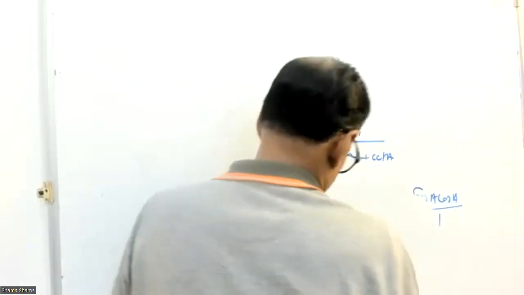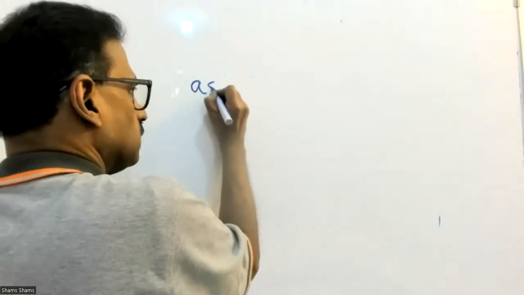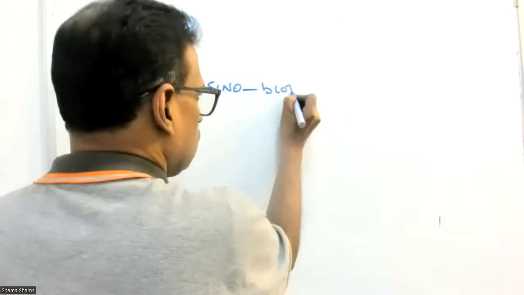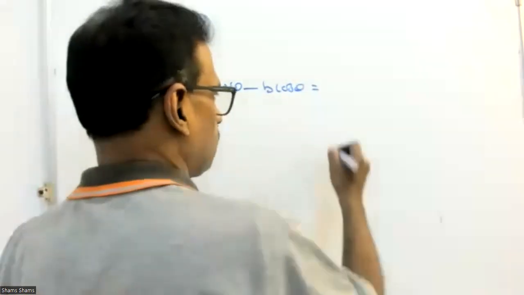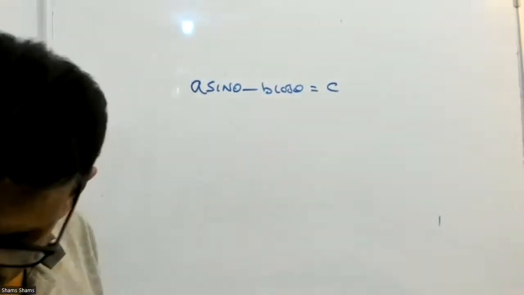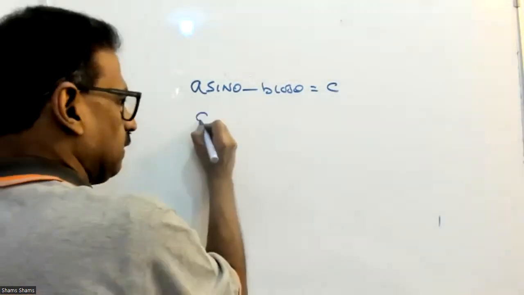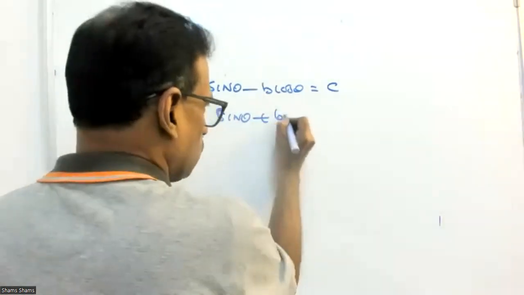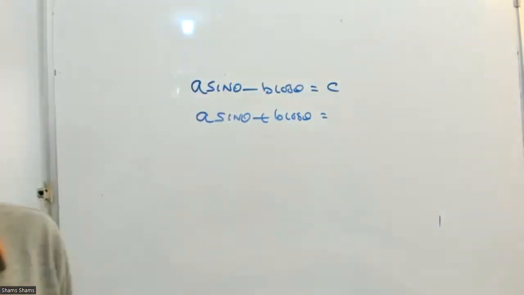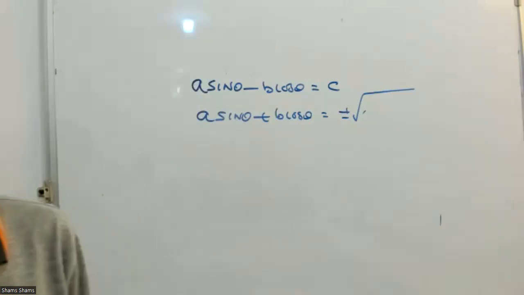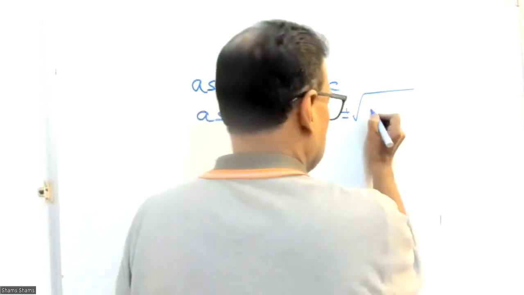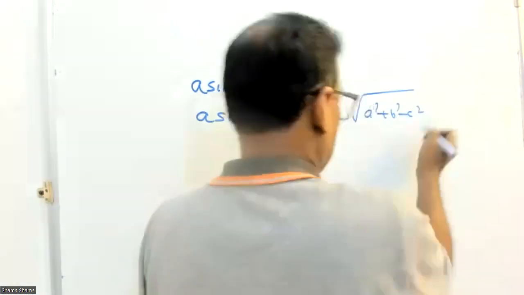Now, next question. If A sin theta minus B cos theta equals C, prove that A sin theta plus B cos theta equals plus or minus root of A square plus B square minus C square.